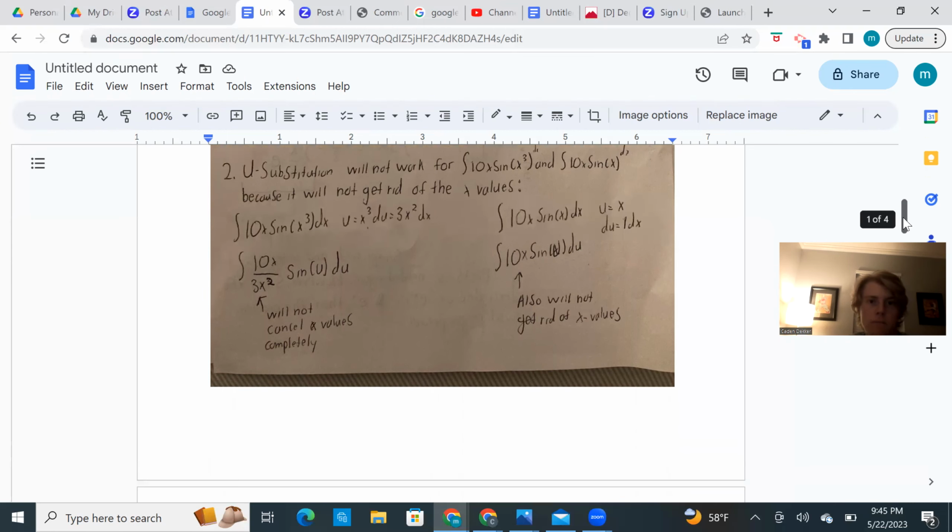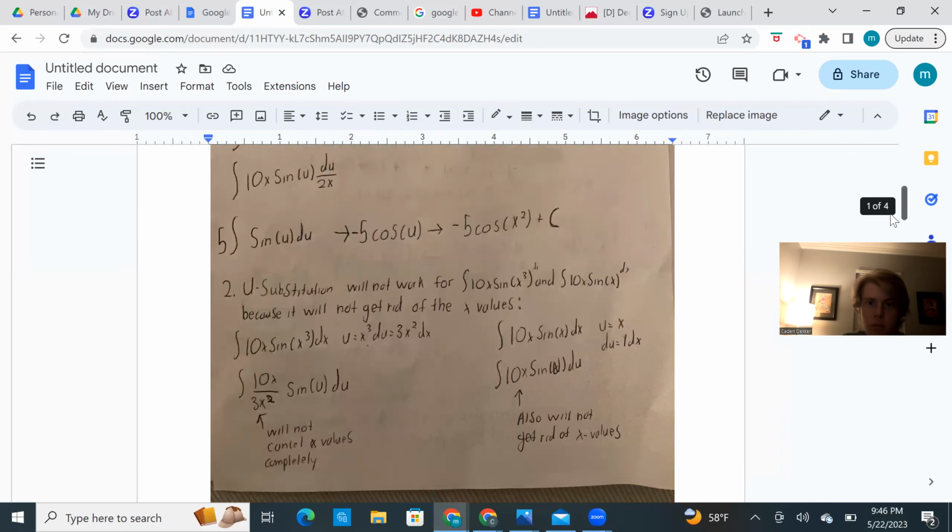And then for number 2, u substitution I found will not work for both of the examples, because it doesn't really get rid of the x values. So for example, when I tried to take the derivative of the inside function and replace it with u, I got 3x squared, which would only cancel one of the x's. And then likewise, when I took the derivative of x and replaced it with u in the second example, which was 10x times sine x, I found that the x's didn't cancel because the derivative was just 1. So we'd pretty much be right back where we started from for that example.